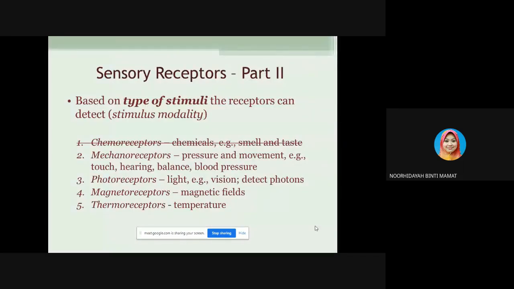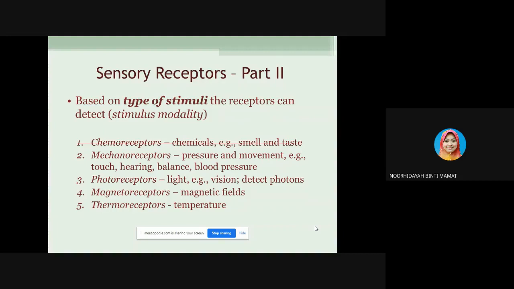Okay, as you still remember from the previous class, we have the classifications of sensory receptor. The first one is based on the stimulus locations. We have the telereceptor, which detects distant stimuli, for example vision and hearing. We also have the exteroreceptor, which detects stimuli on the outside of the body, for example pressure and temperature, and we also have the interoreceptor.